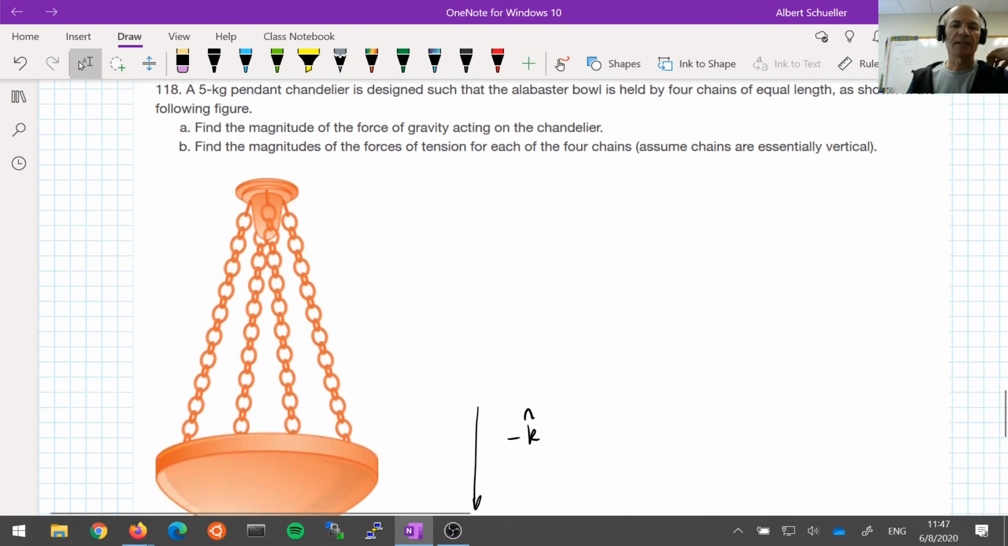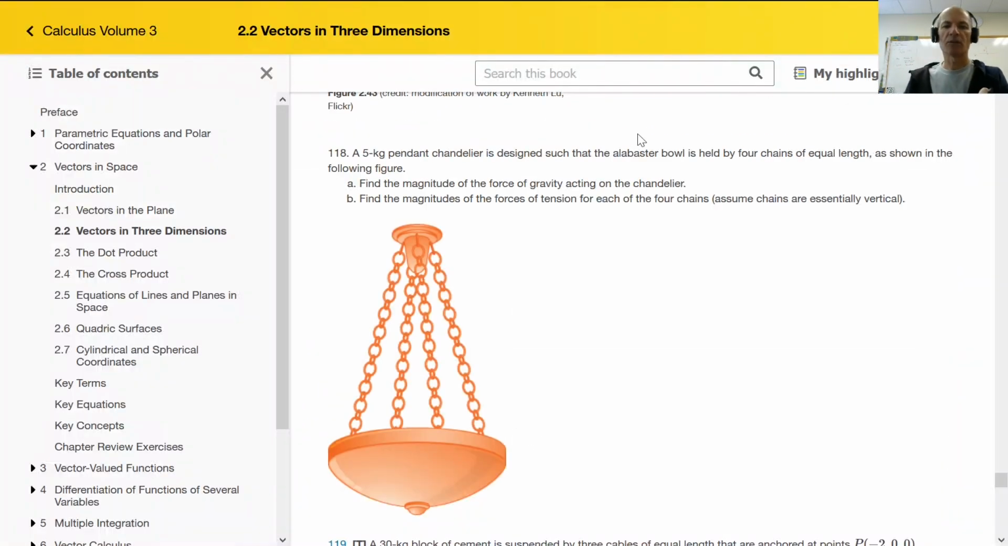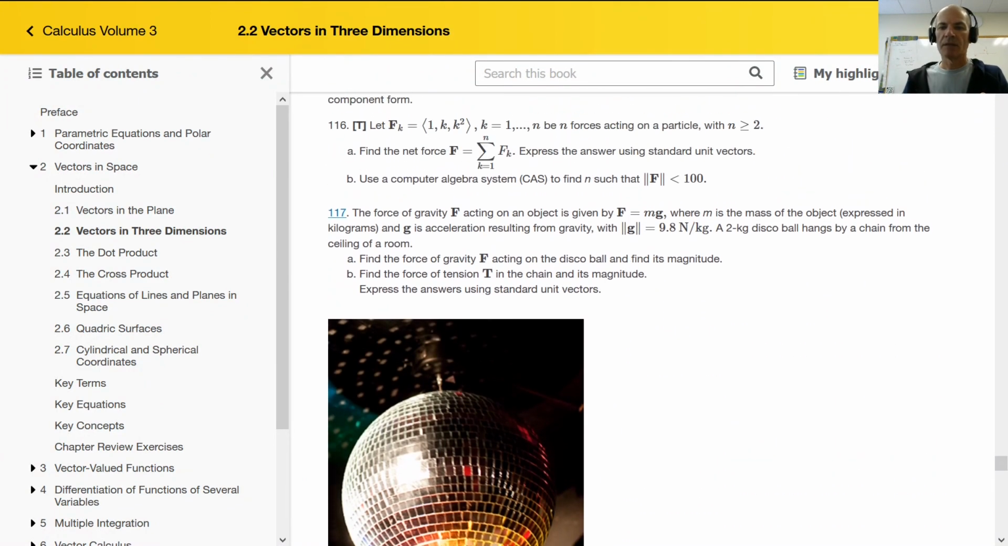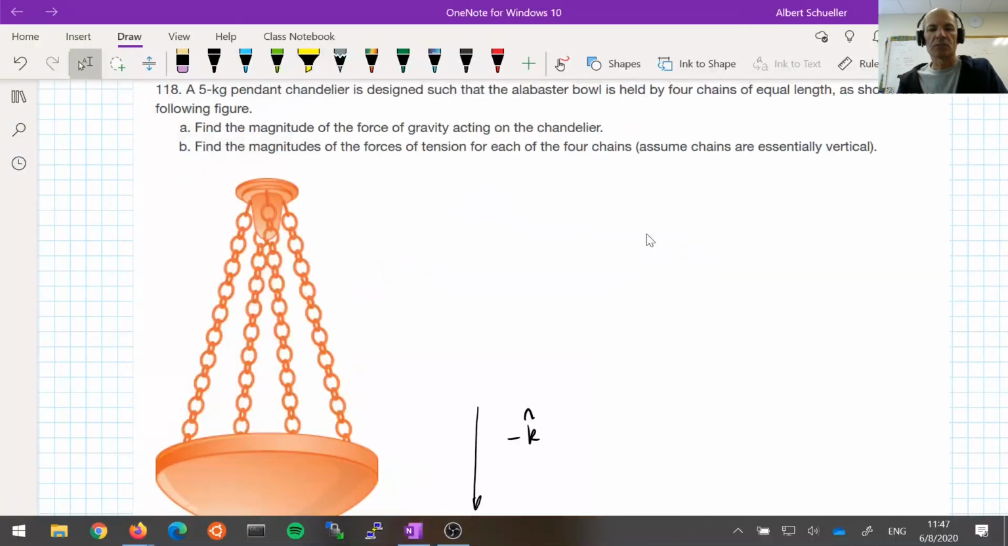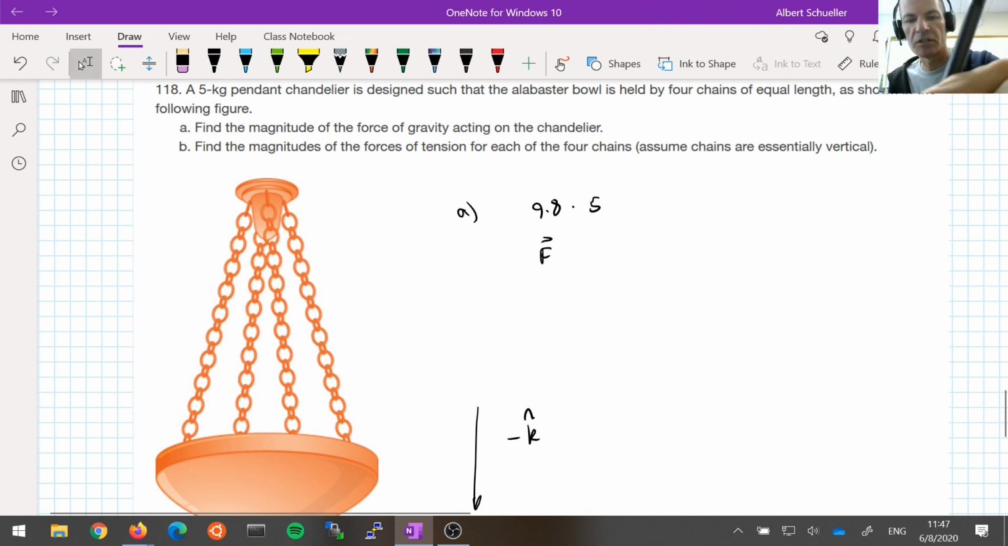So what that means is these four chains are balancing out the force of gravity as it's pulling down on this 5 kilogram chandelier. If you look at the previous exercise, it tells you how to figure out the force due to gravity. If you know gravity is 9.8, then you just multiply by the mass to get the magnitude of the force. So for part A, 9.8 times 5 to get the magnitude of the force, and then it's acting in the downward direction. So the force as a vector is negative 9.8 times 5 times k.